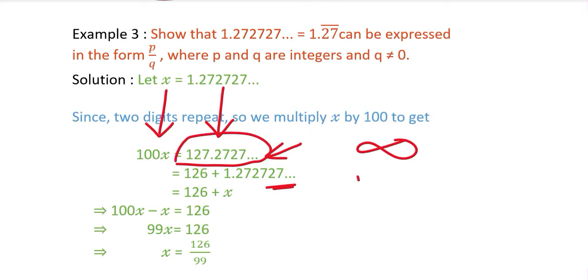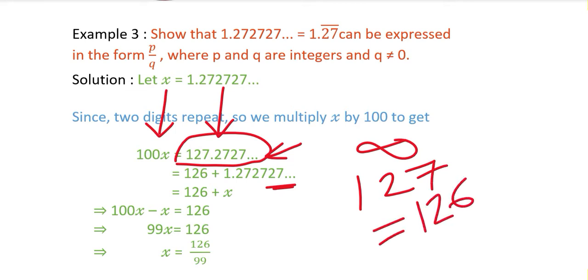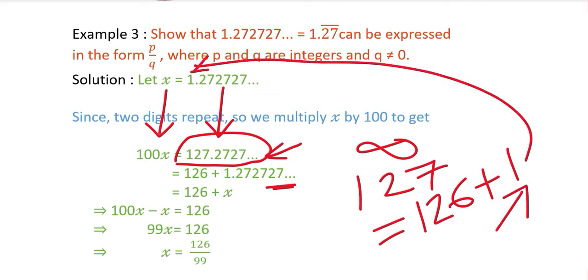Now 127 is equal to 126 plus 1. Why am I writing 1? Because in this number we have 1 at the first place. So x is 1.2727. So when I write 127.2727 as the sum of 126 and 1.2727, then this part here can be replaced as x.